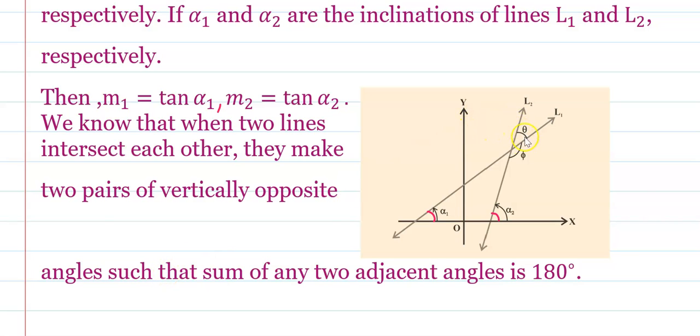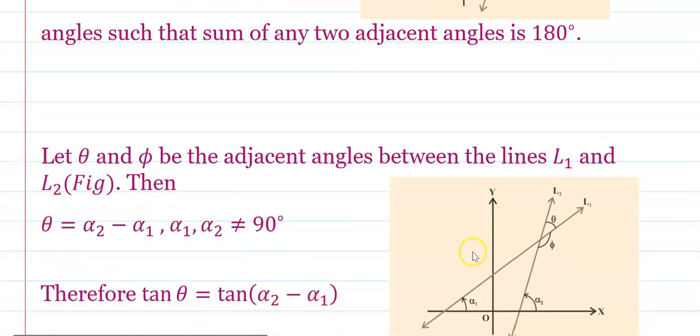The angle between them here is theta, and this is also theta. And the angle between these two lines, which is an obtuse angle, this is also two pairs of vertically opposite angles. Okay. Now next, we will find out the relation between theta, alpha 1 and alpha 2. Two pairs of vertically opposite angles are such that the sum of two adjacent angles is 180. It means that theta plus phi equals 180.